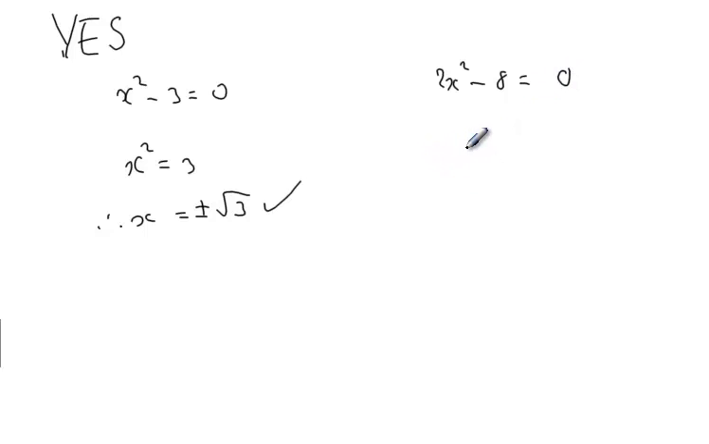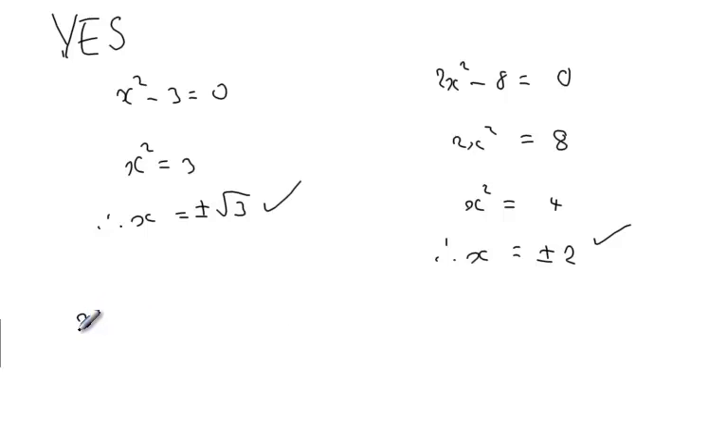What am I going to say? Say 2x squared, adding 8 on both sides: 2x squared equals 8. Dividing both sides by 2, x squared equals 4. Then you say therefore x equals plus or minus 2. Things are flowing nicely, isn't it? Yes or no? Okay, things are flowing nicely.